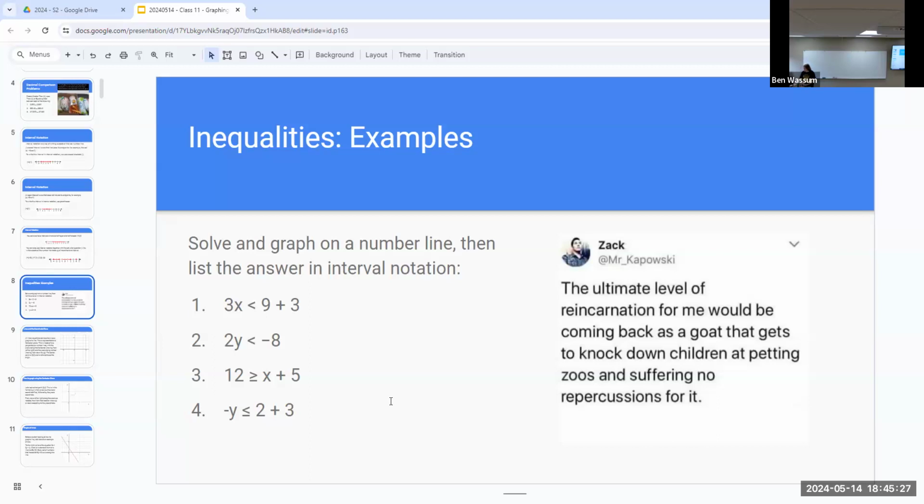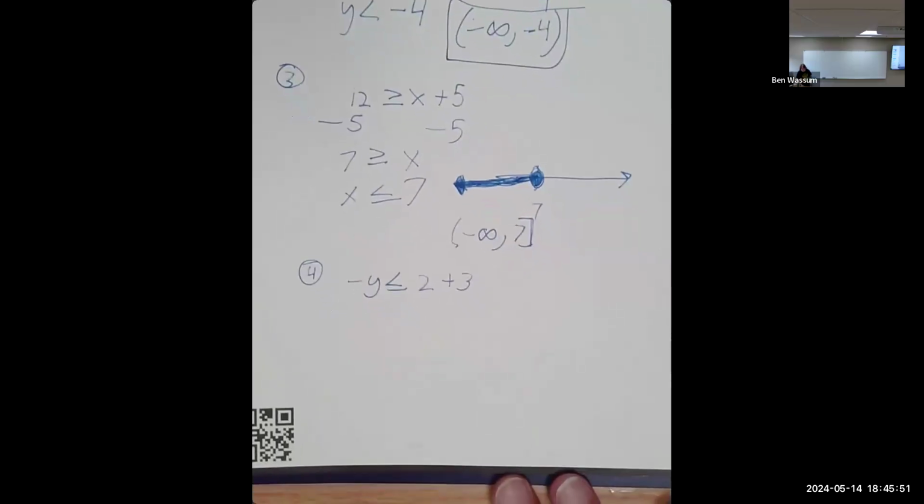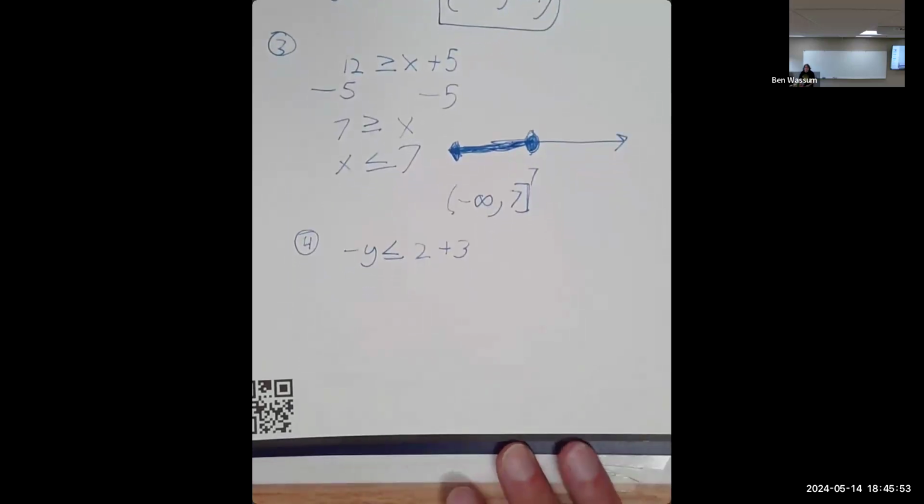One more hanging out in interval notation. We excited? All right, I'll take that as yes. We have negative y is less than or equal to 2 plus 3, because I just kind of made it a problem. As you can tell, these problems have been quite easy. I'm not trying to make that part difficult. I'm trying to wrap your head around interval notation and inequality.